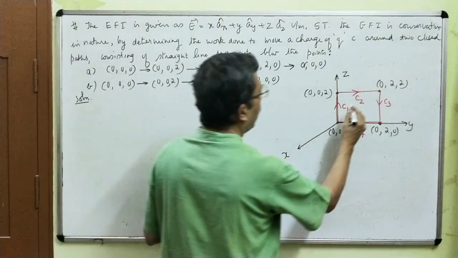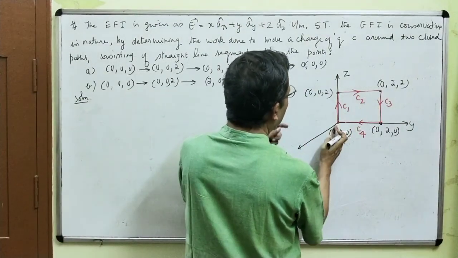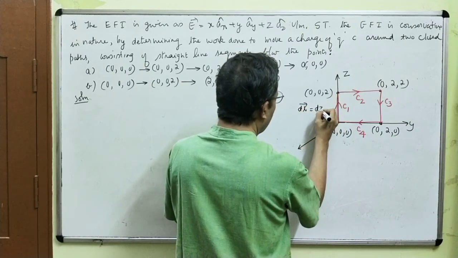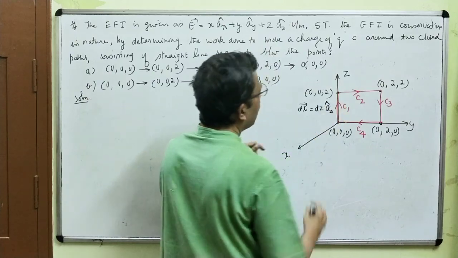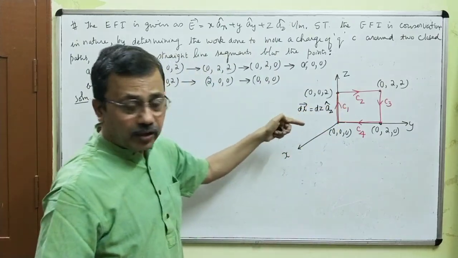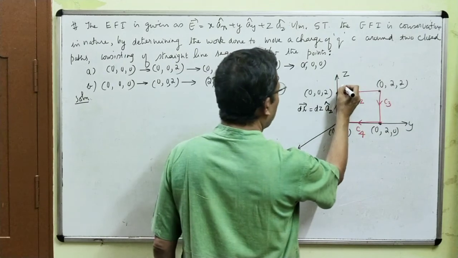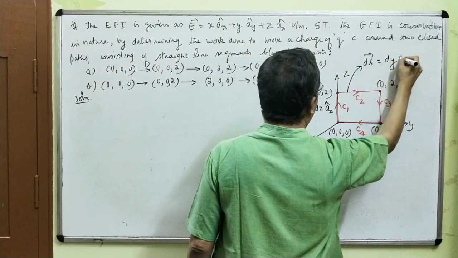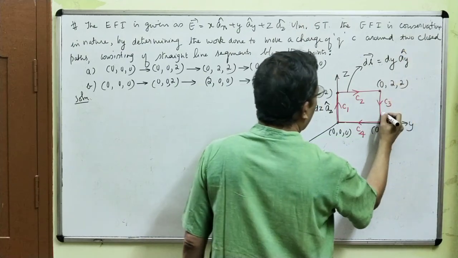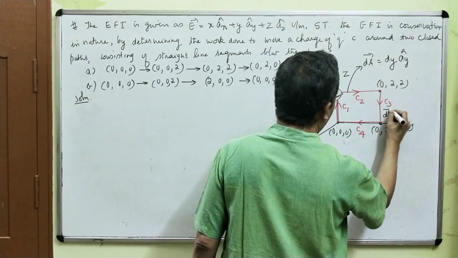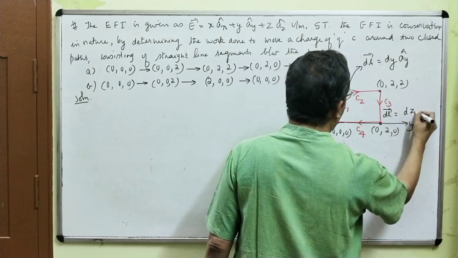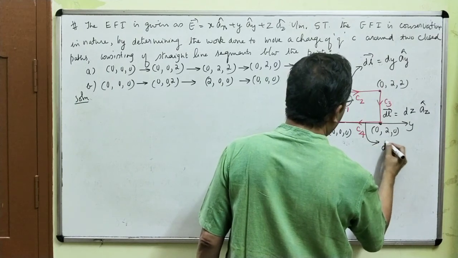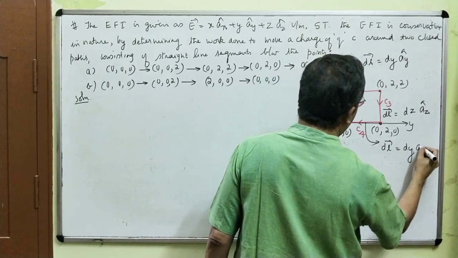What is the expression for vector DL for path C1? Path C1 is along Z axis. Therefore, vector DL is DZ into AZ cap. Path C2 is parallel to Y axis. Therefore, vector DL is equal to DY into AY cap. For path C3, again it is parallel to Z axis. It is DZ into AZ cap. For path C4, it is nothing but DY into AY cap.